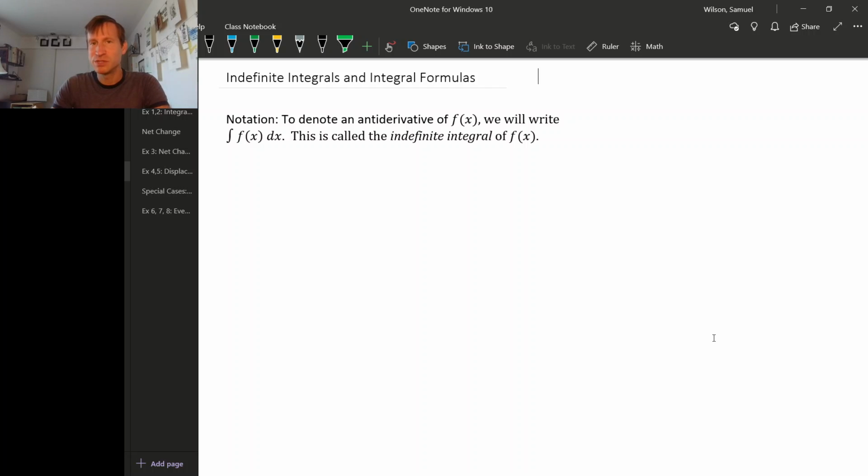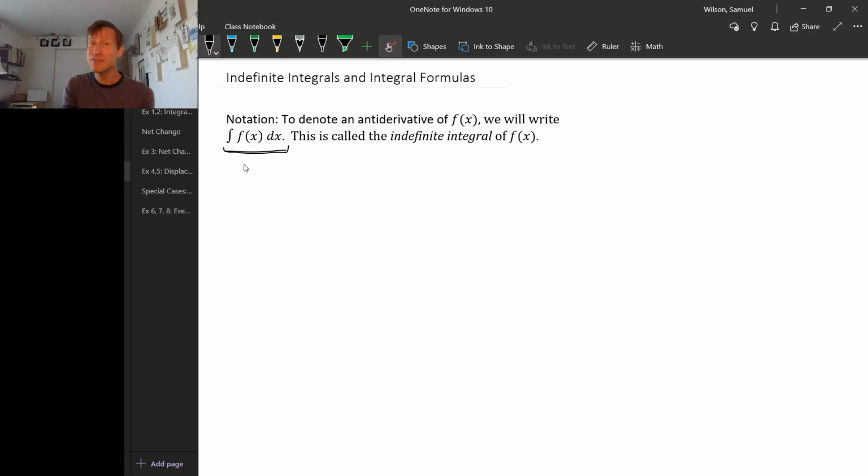Because of the connection between definite integrals and antiderivatives, it's really nice to have some notation to refer to the antiderivative of a function. And this is the notation we'll use. So this notation indicates the antiderivative of the function little f. Remember that this whole expression denotes a function of x.